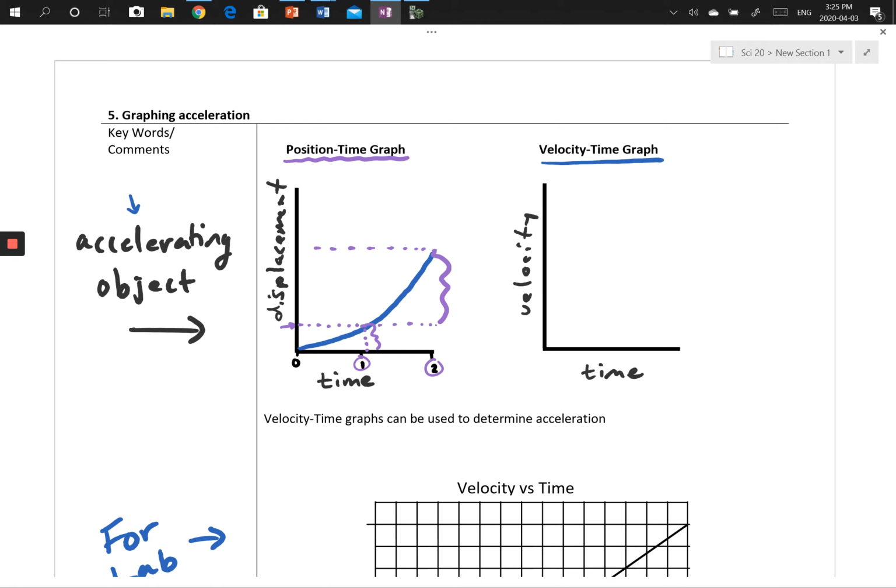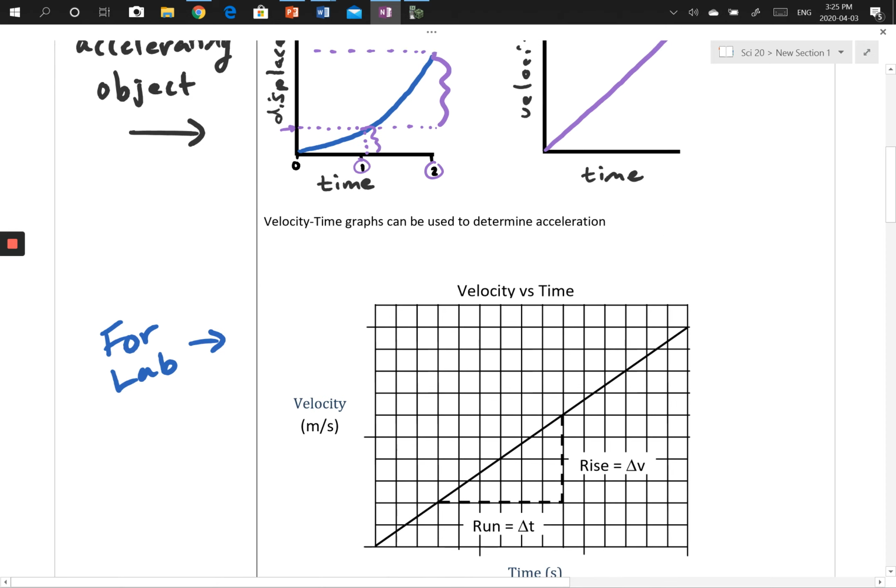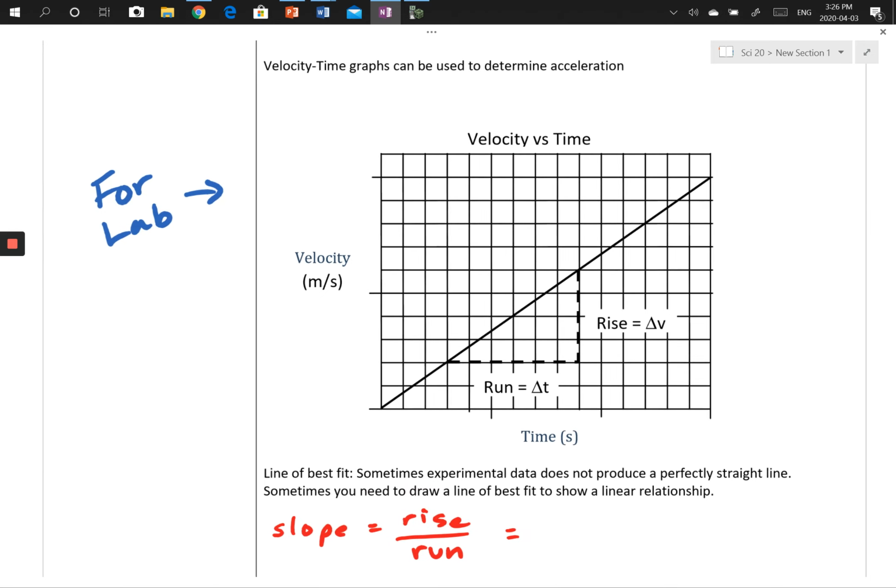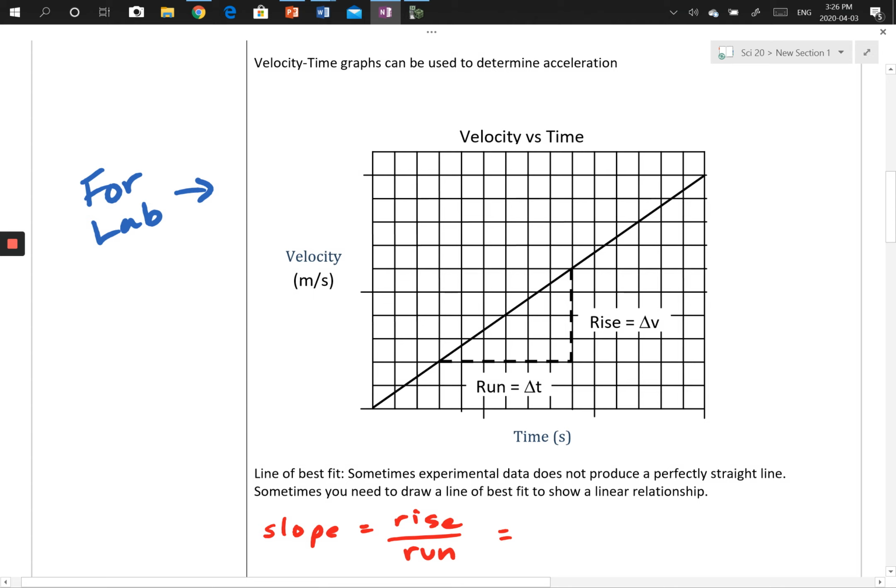Now, if the acceleration is happening at a regular rate, a velocity time graph is going to look like this. So velocity is increasing over time at the same rate. This is the kind of graph we're going to use for our little lab assignment this week. So we're going to use a velocity time graph. And we see a couple things on this graph.